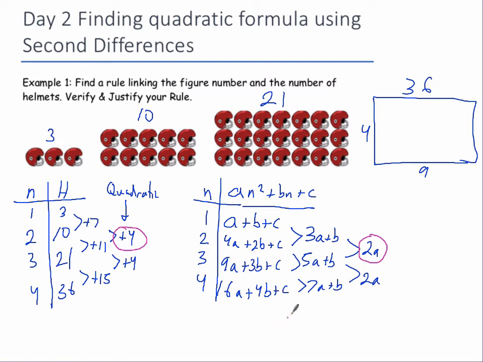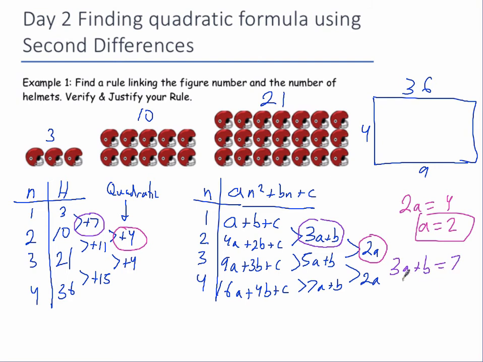Okay, so we can start setting up some equations. We have 2a equals 4, so obviously a equals 2, so we know already part of our formula. This 3a plus b has to be equal to 7. So we have 3a plus b equals 7, but we know a is 2, so we have 6 plus b equals 7. b equals 1.